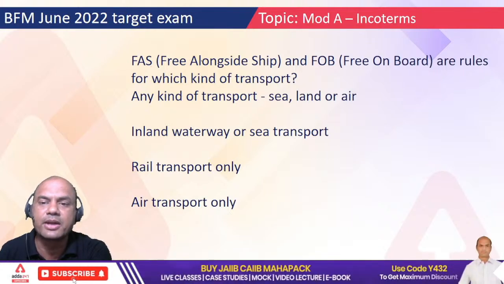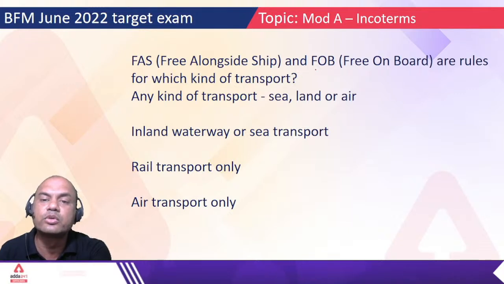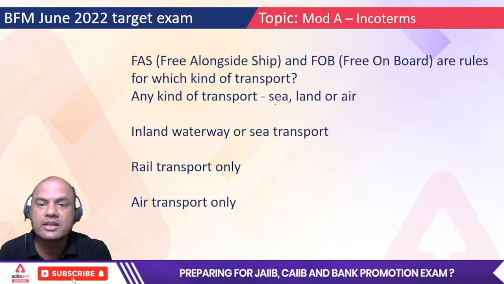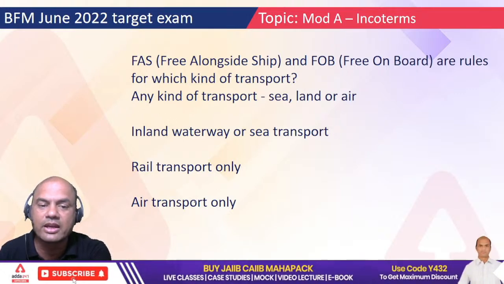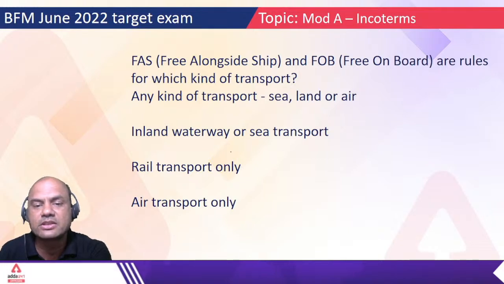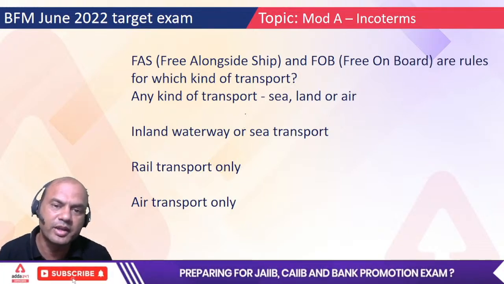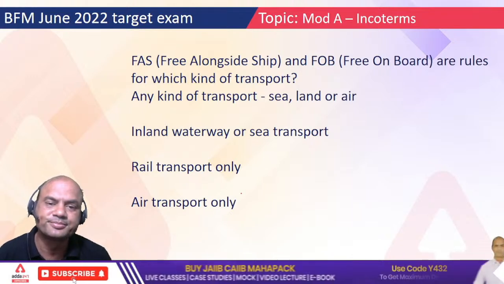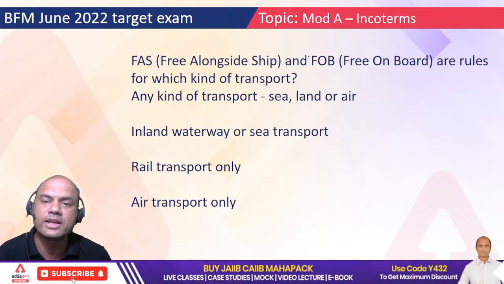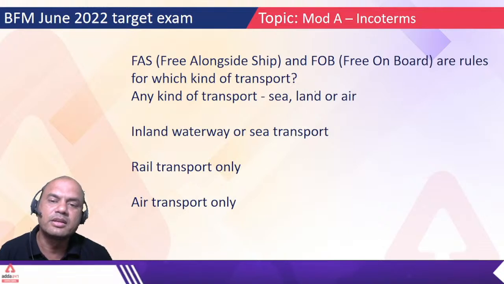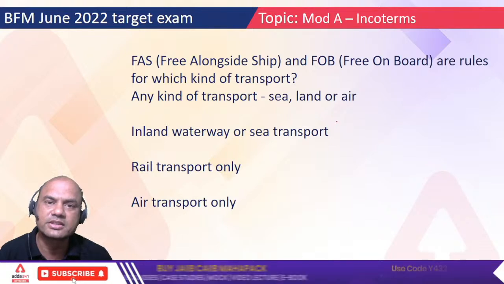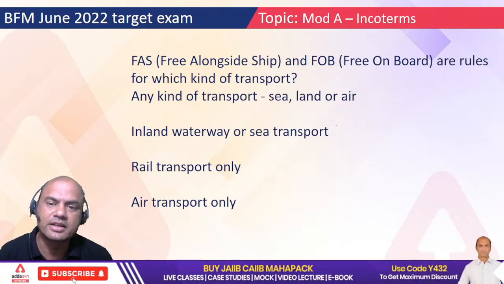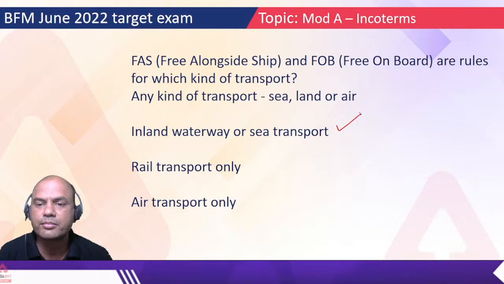FAS, free alongside ship, and FOB are rules for which kind of transport? Which kind means they are used where? Any kind, sea, land or air. Inland waterways and seaport, sea transport, railway and air. Now type A, B, C or D. Which one? I'll wait over here. Okay, I'll give you 5 seconds because it's an easy one. FAS and FOB are used for? Yes, everyone is typing correctly now. Answer is? Yes, come on, fast.